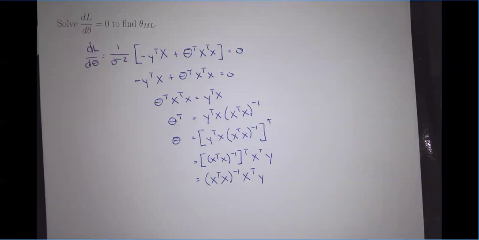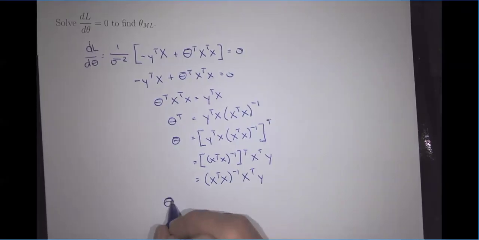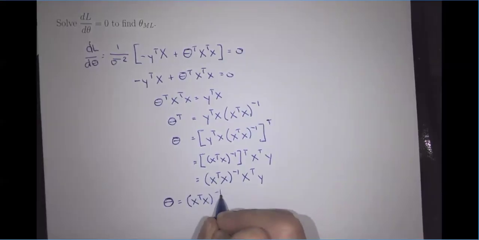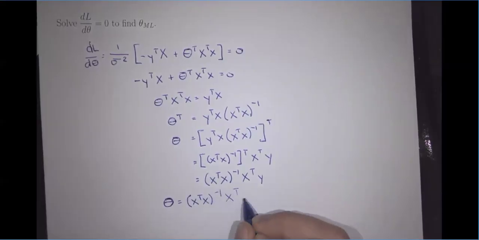All right. And so our θ, the θ that we want, our parameters, are going to be given by (xᵀx)⁻¹ xᵀy.